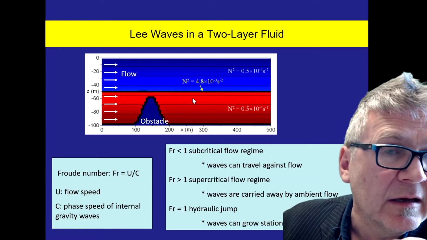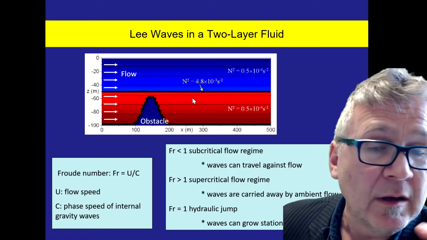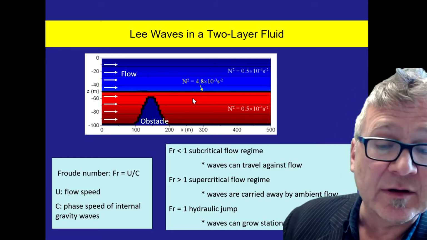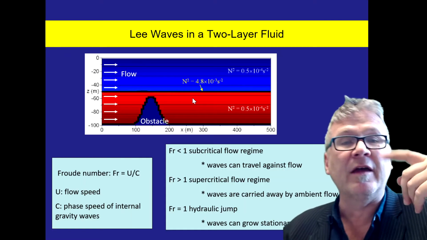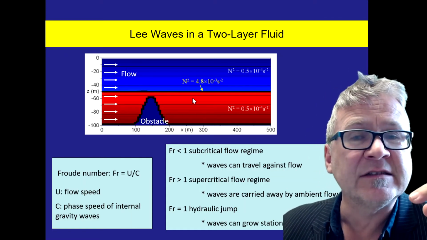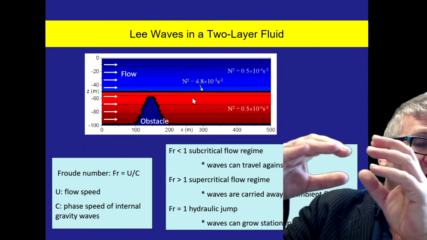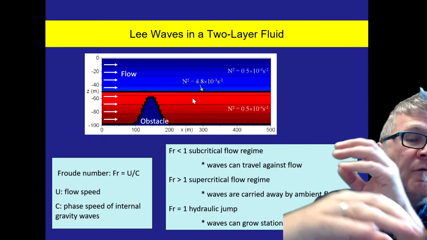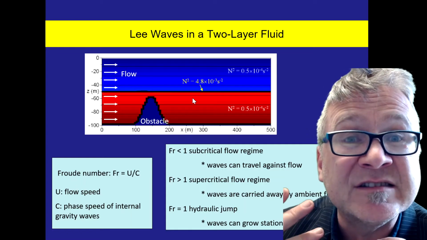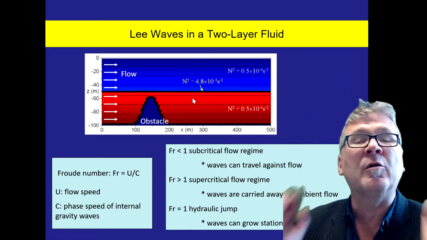And the particularly interesting case is the hydraulic jump. In this situation, waves can become stationary. A hydraulic jump means that if you have a wave, it actually has the same phase speed as the flow speed. And while the flow wants to move the wave away, the wave actually offsets this movement with its phase speed. This creates a stationary wave.